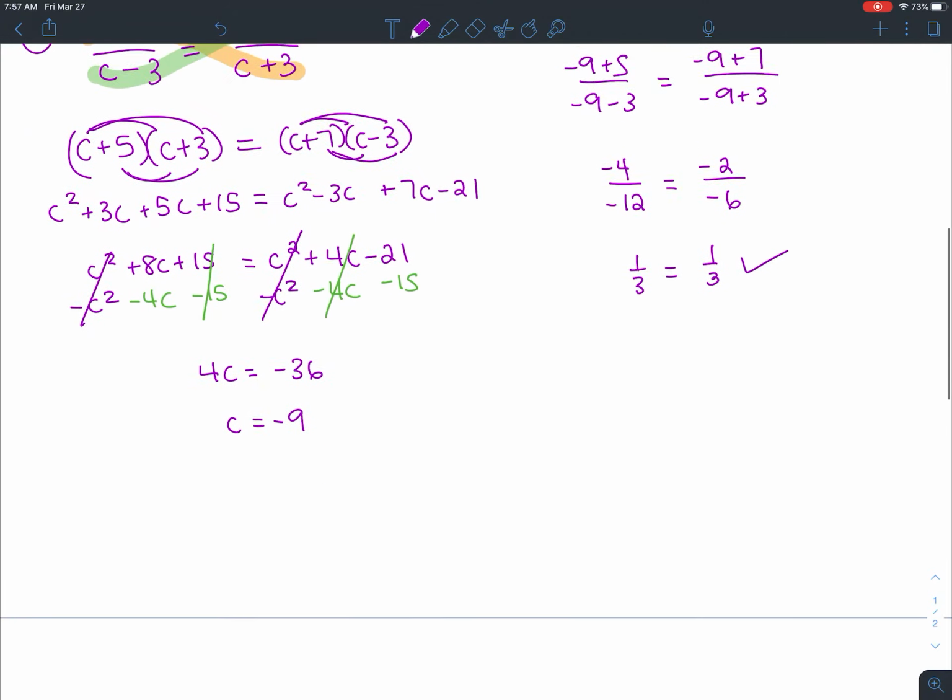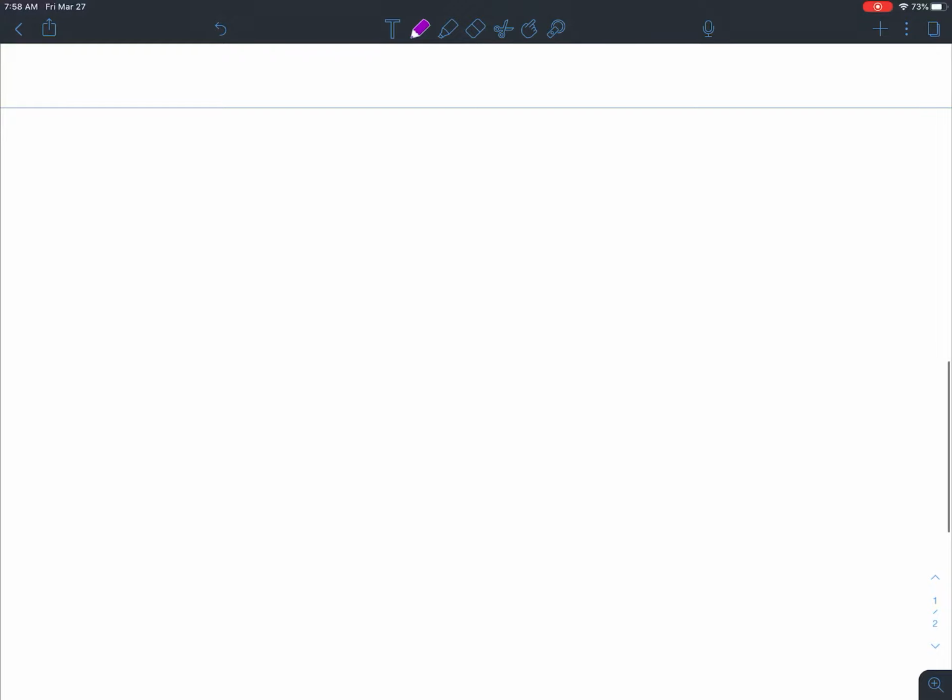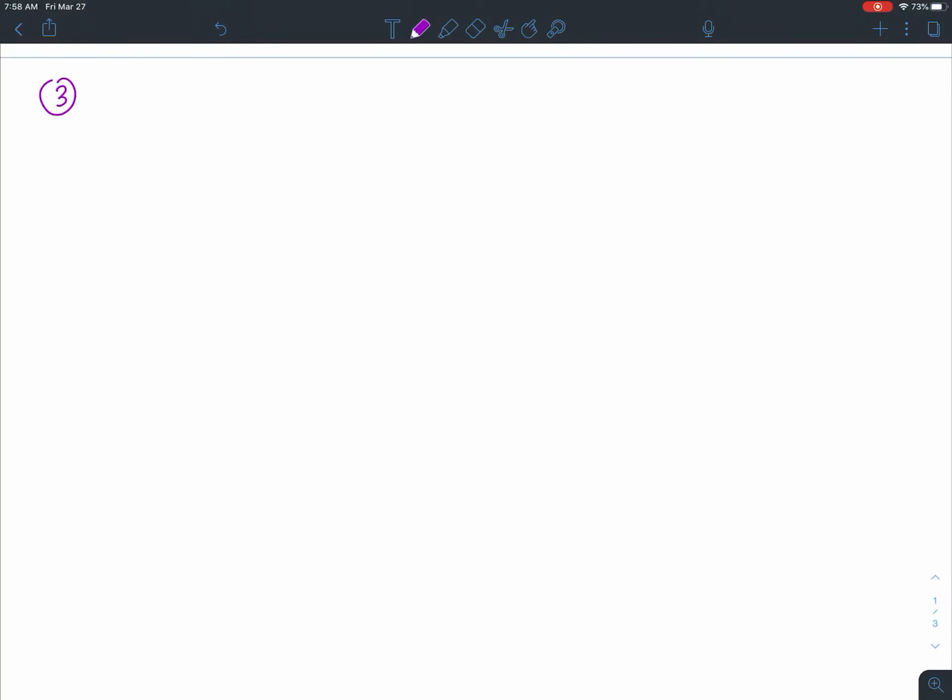So yes, this works. Okay, we're going to do one more example. I'm going to make this up because IXL is not going to do this, but you will have a question like this on your test. So make sure you copy down this example. So if you have 1/2 plus x over 7 equals x plus 2 over 8.